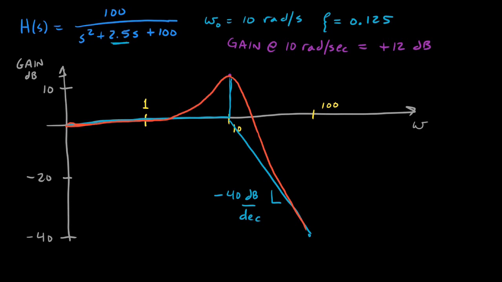So that's what the gain curve is going to look like. We can stick with the straight line approximation, but the problem here is we will miss this resonant peak, and this resonant peak is probably going to be important if this circuit is going to be operated anywhere around that 10 radians per second frequency. So that is something important to keep in mind. Okay, so now we're going to move on to the phase.